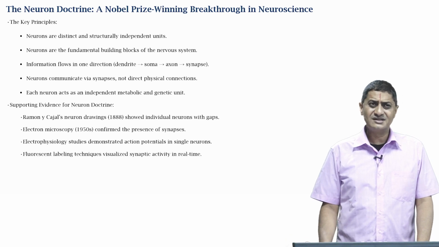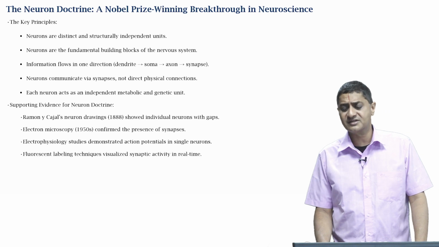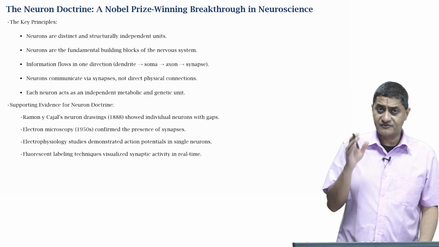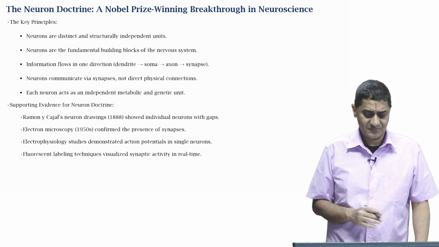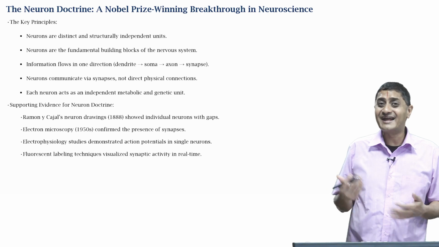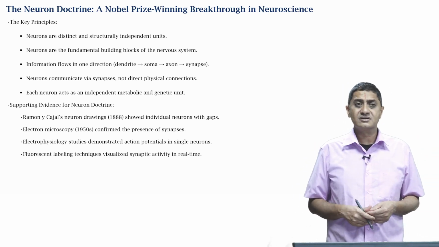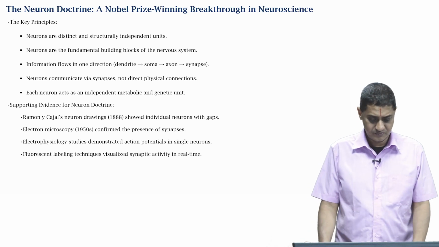Already mentioned this several times, neurons are distinct and structurally independent. They are the fundamental building blocks of the entire nervous system. Information flows in one direction, from the dendrite to the soma to the axon to the synapse. Neurons communicate via synapses, not direct physical contacts or connections. Each neuron acts as an independent metabolic and genetic unit.